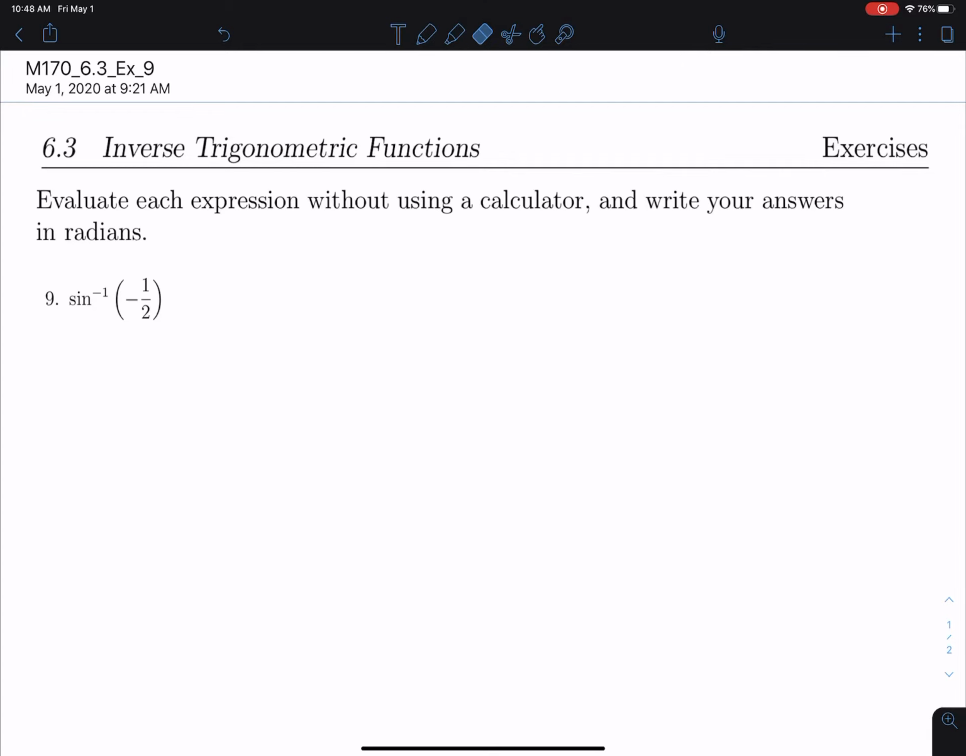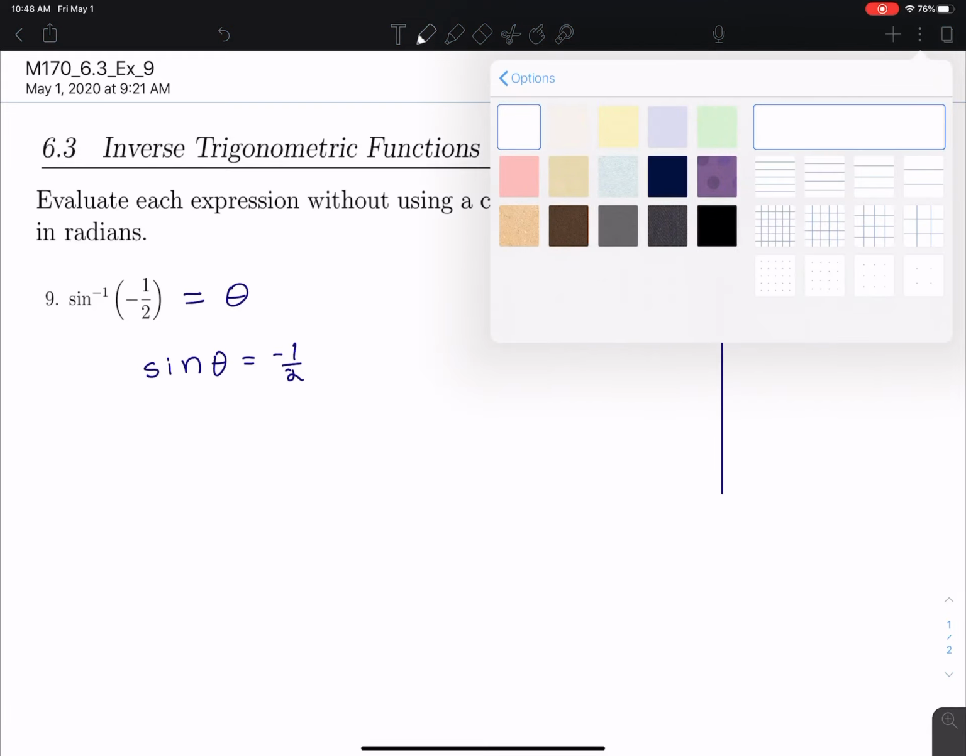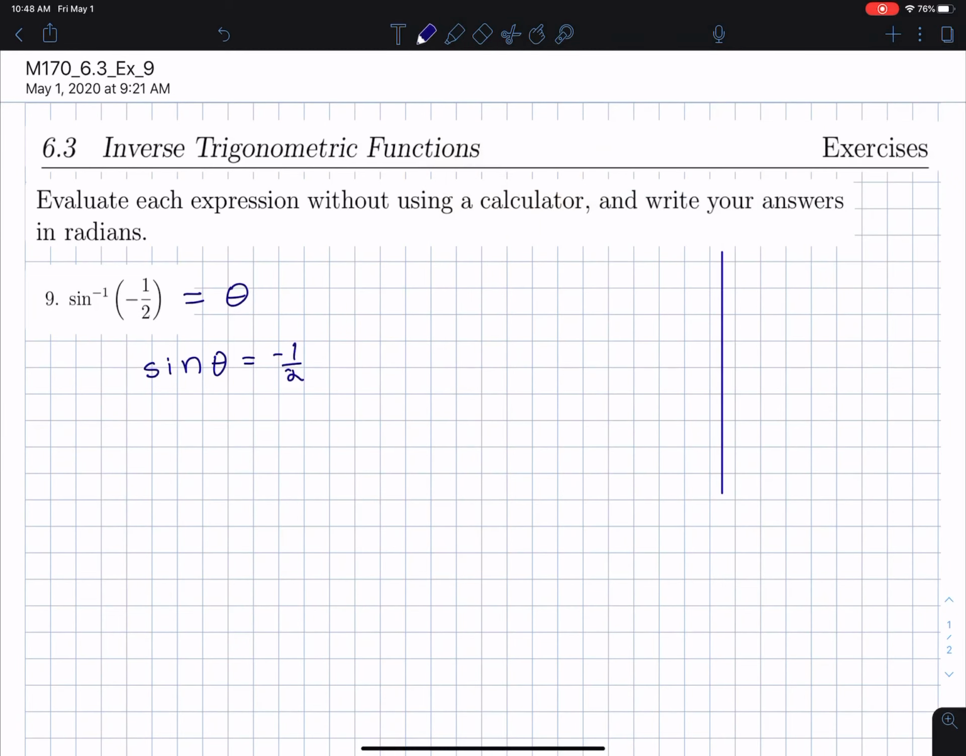Okay, what we're going to do here is find sine inverse of -1/2, and I'm going to call that theta. This is equivalent to sine theta equals -1/2. If I have sine inverse of a positive number, I look at quadrant 1, but this is sine inverse of a negative number. So where do we go if we're not looking in quadrant 1? Where are we going to go?